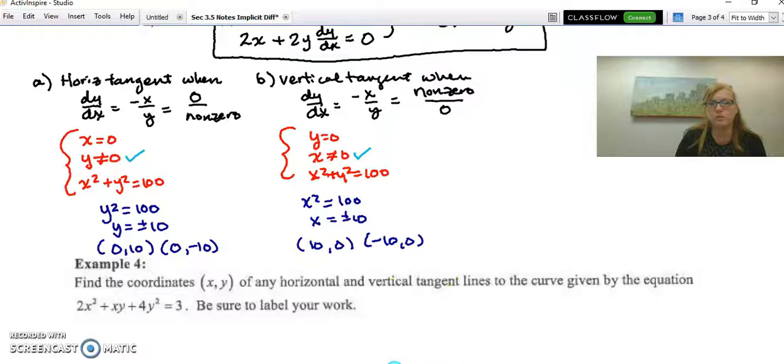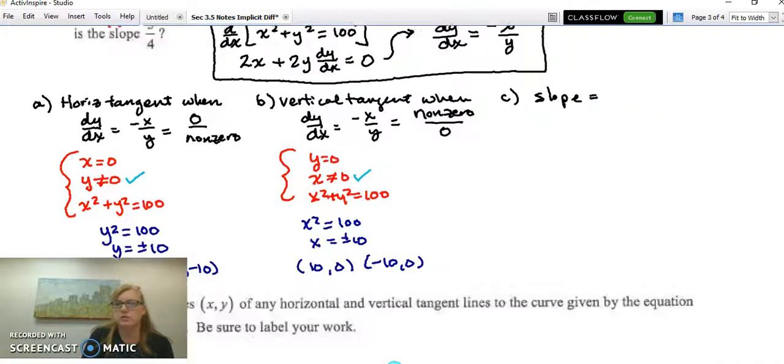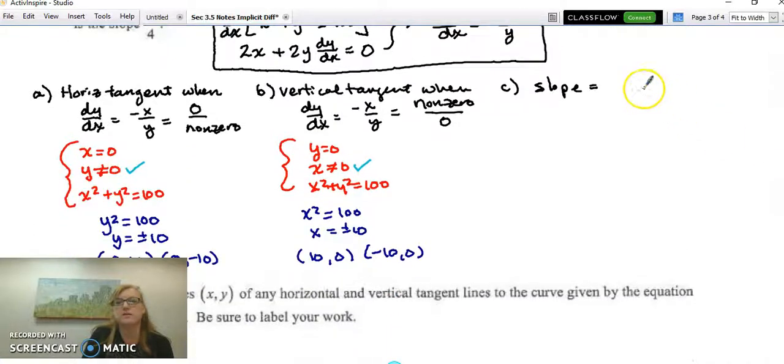All right, so now what we're going to do this next one, and this is why I changed this example to be 10 or 100 in the equation. All right, so this one we're going to know when the slope is equal to, what was it, 3/4? When is the slope equal to 3/4? Okay, slope equals 3/4 when our dy dx, which is negative x over y, equals 3/4.